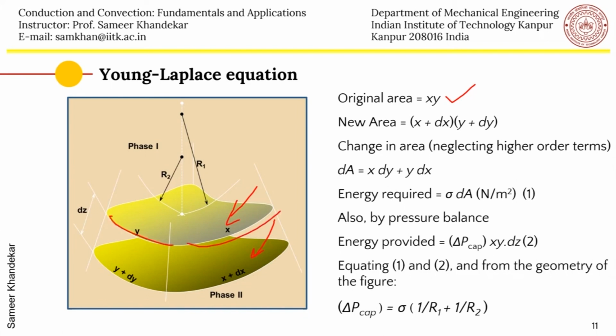So what is the change in area? Now the change in area will be, you open up this bracket and subtract, so new area minus the original area, and then neglect the higher order terms. So you will get dA is equal to x dy plus y dx.